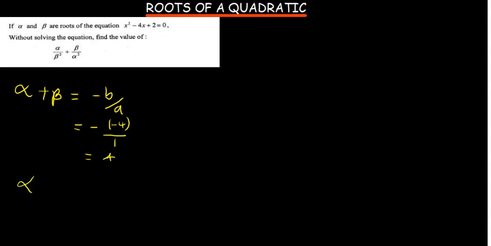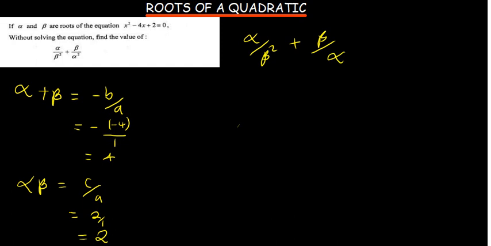And then alpha beta, which is given by c over a. And then c in this case is 2, a is 1. So that basically is 2. Now I want to work out alpha over beta squared plus beta over alpha squared. We make this a single fraction.